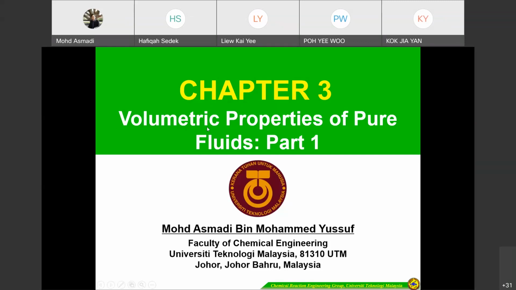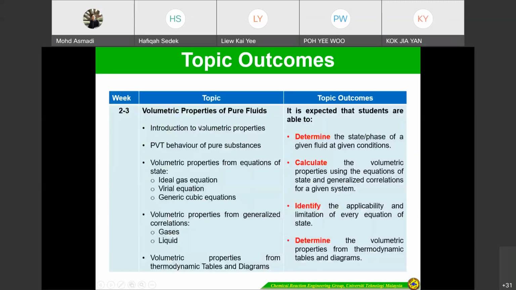So for the topics of this chapter, actually, the introduction is about the volumetric properties. Then the PVT diagram, PT or VT diagrams, where there is a single phase or two phases, and the triple point, where gas, vapor and liquid exist at the same time. And then volumetric properties from the equation of state.